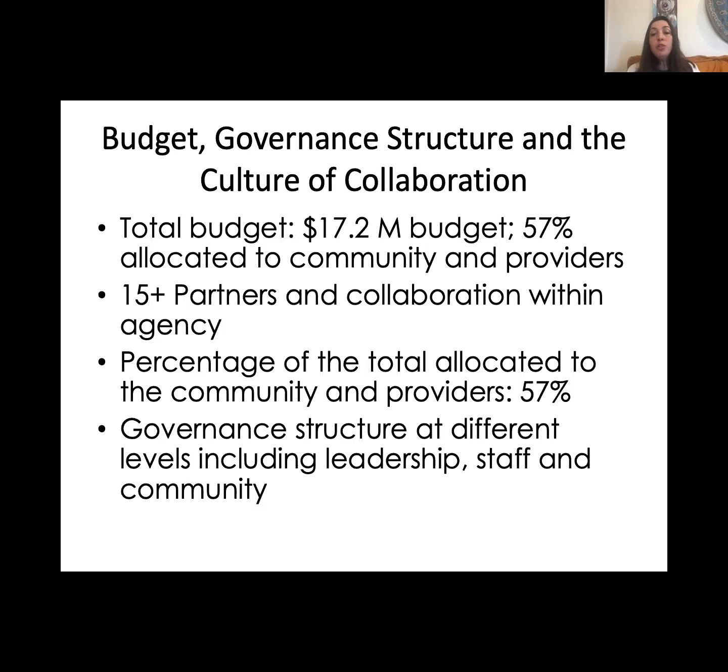Our budget was 17.2 million, and 57% of that is allocated to community and providers. That figure tells you, from the budget, you can tell a lot about the collaborative nature of the program. I can say that I want to collaborate with you, but I'm not going to put you in my grant much. Then when it translates to actual implementation, you're giving mixed messages to people. So this one was really aiming to create ownership that was shared among the partners, 15 plus partners and collaboration within the agency. And the governance structure was also reflecting that, having different governance at different levels: leadership, staff, as well as the community. Next slide, please.